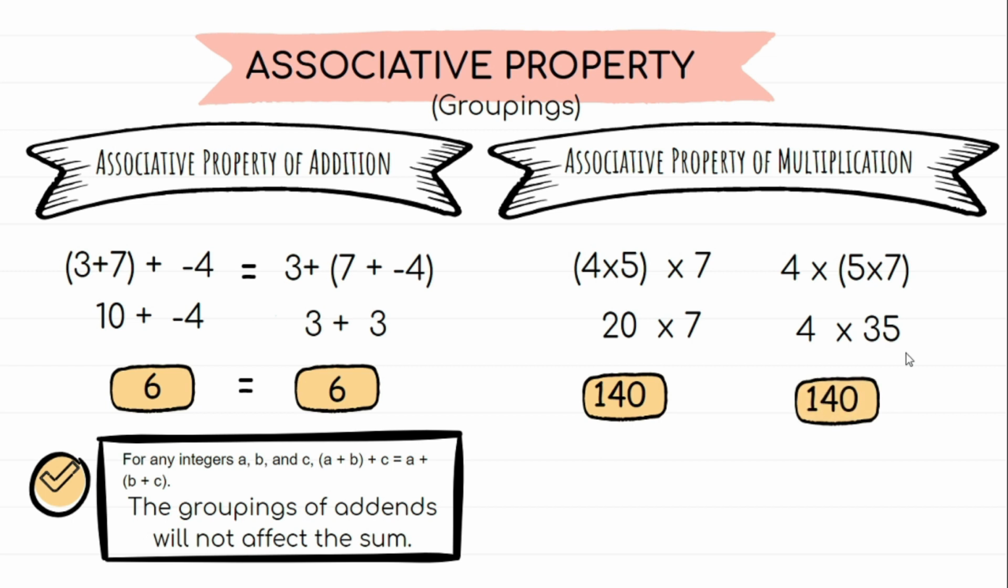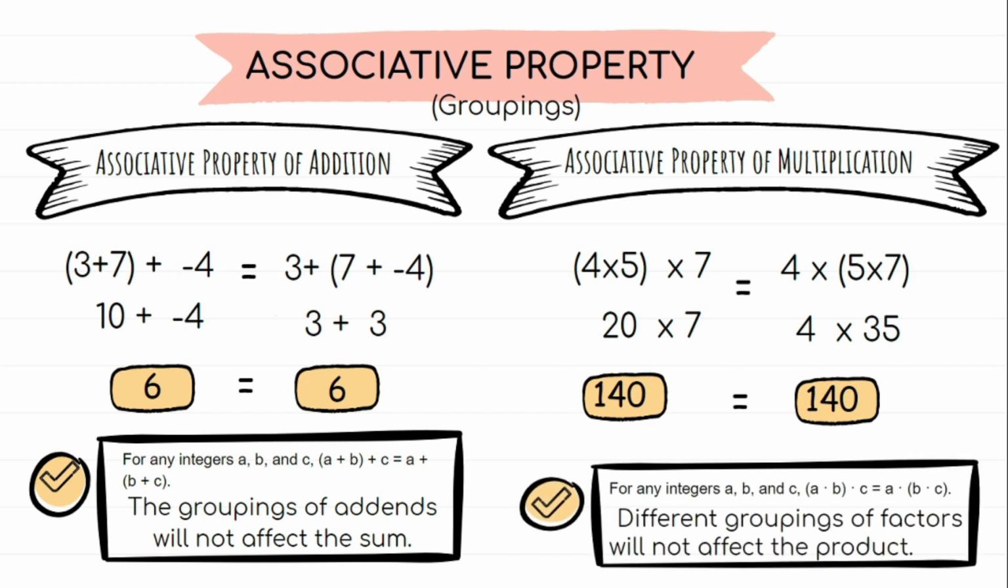Ibig sabihin, itong associative property of multiplication ay ganun din. So, kahit baguhin natin yung groupings ng ating factors, still, magkakaroon tayo ng same product or hindi maapektuhan yung product natin. So, for any integers a, b, and c, a times b times c is equal to a times quantity of b times c. Different groupings of factors will not affect the product.